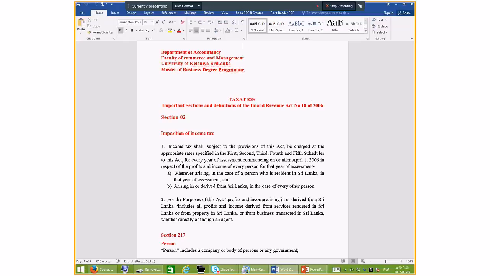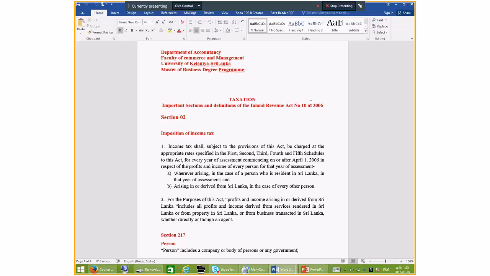The imposition section 2 says that for the purposes of this Act, profit and income arising or derived from Sri Lanka includes all profit and income derived from services rendered in Sri Lanka, from property in Sri Lanka, and from business transactions in Sri Lanka, whether directly or through an agent. It says arising or derived from Sri Lanka includes.